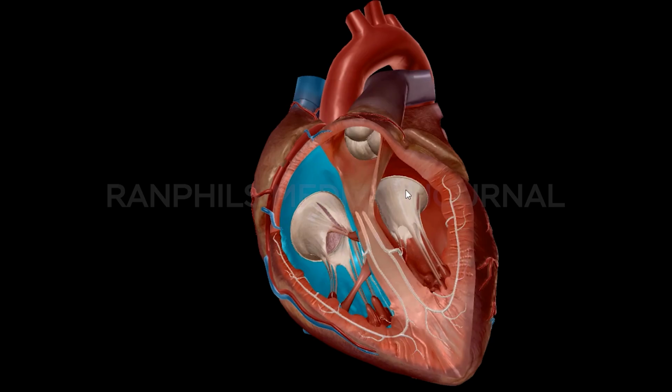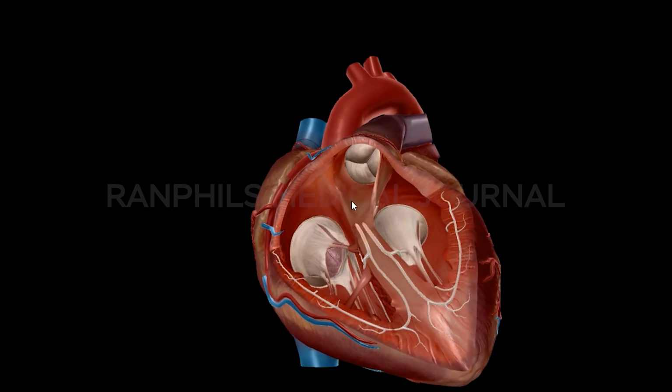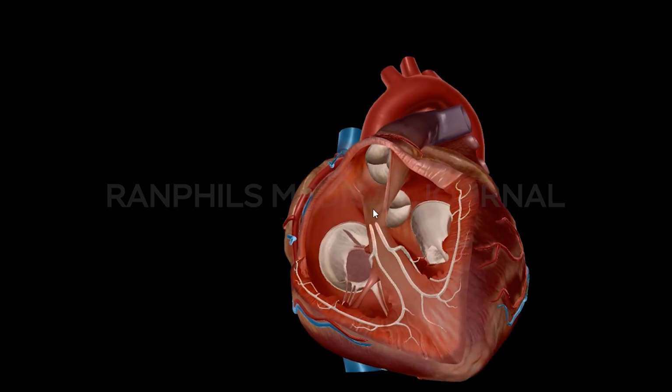The mitral valve, also called the bicuspid valve, is located between the left atrium and the left ventricle. It prevents the backflow of blood from the left ventricle to the left atrium during ventricular contraction. Now let's look at the semilunar valves. These valves are located at the exit of the heart ventricles where blood flows into large arteries.